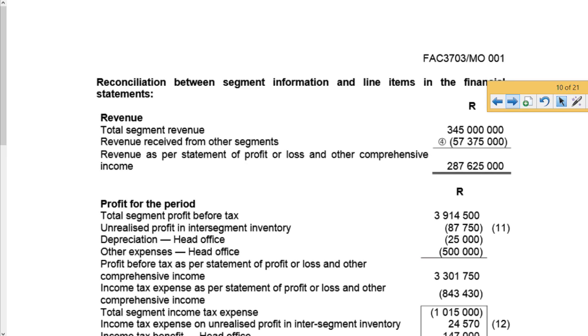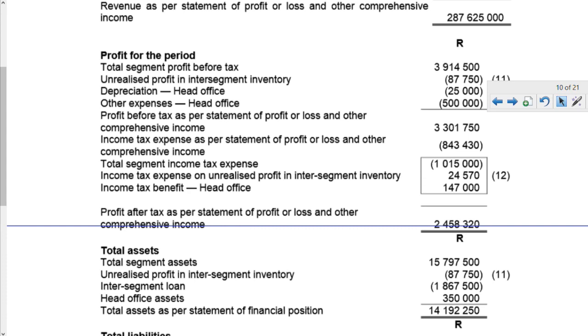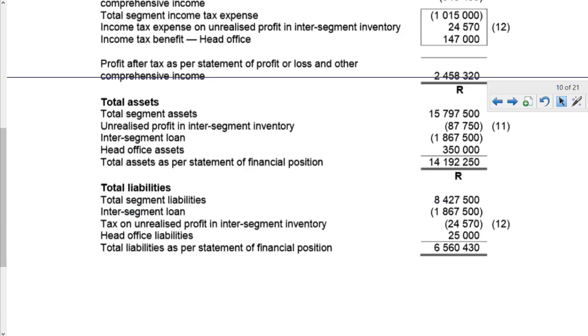Tax, the same thing at the bottom. What is it that's reconciling tax? Inter-segment inventory and head office tax once again. Total assets. So there's the total segment assets. There's the assets in the financials. Why are they different? Unrealized profit in inventory is making inventory too big. Must come out. There's a loan between companies in the segment. And then head office's assets aren't there. Yeah. When I look at total liabilities down here, should have that same loan because it would be in liabilities in one and assets in the other. There's the same loan. There's the tax on that inventory because it would have landed up in deferred tax. And there's the head office liabilities.